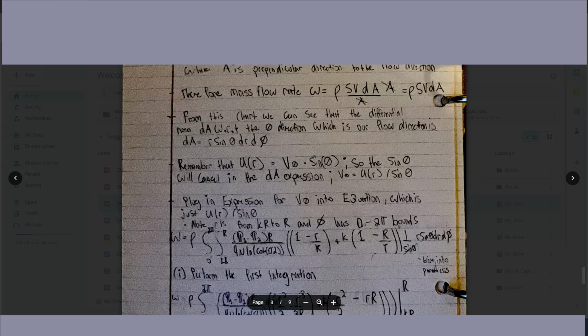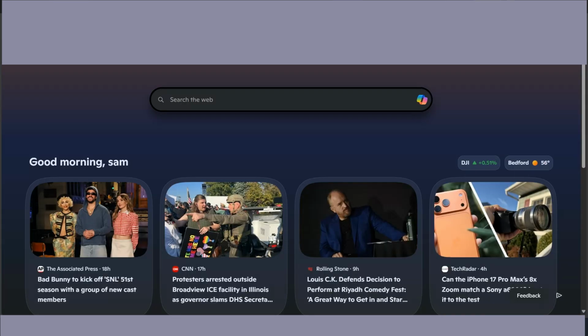So from this chart we can see that the differential area dA with respect to the theta direction, which is our flow direction, equals r sine theta dr d theta, or dr d theta, or is it d? No, yeah, it is d phi. Okay, so let's go to Google Docs.